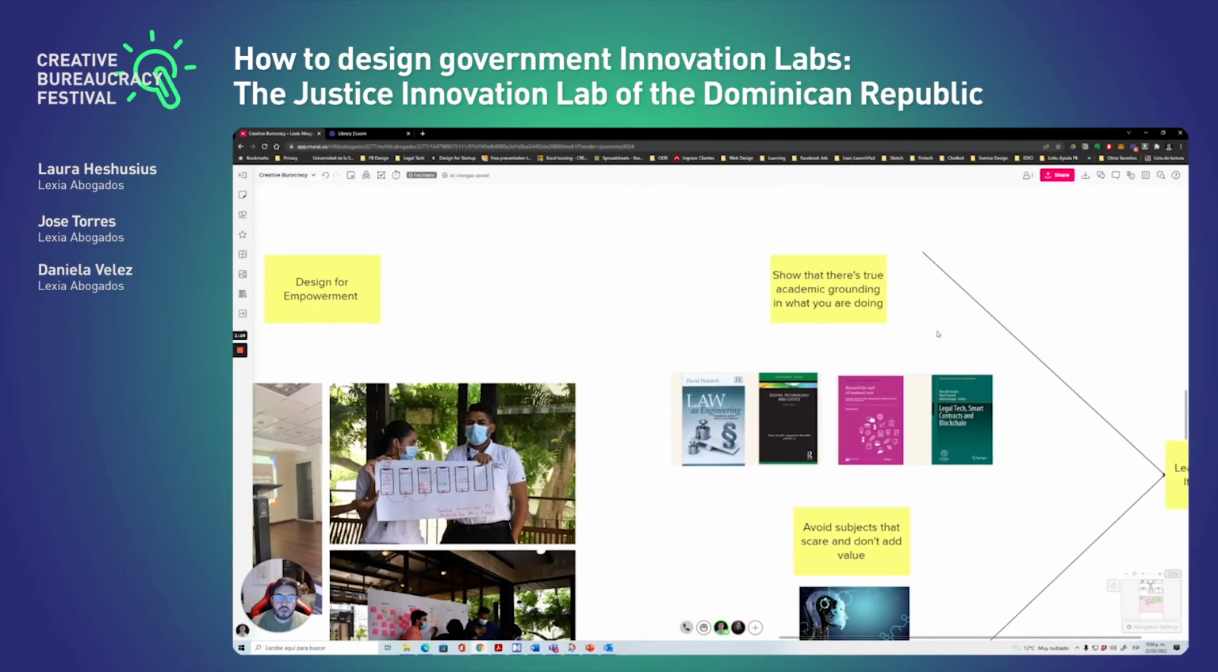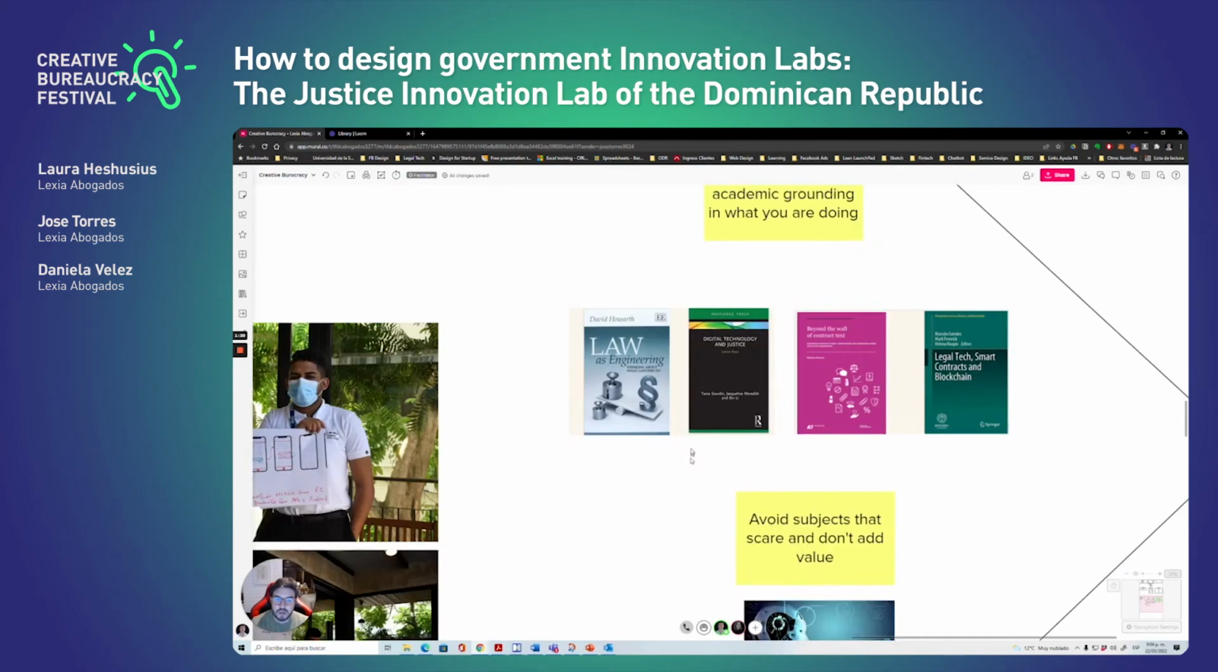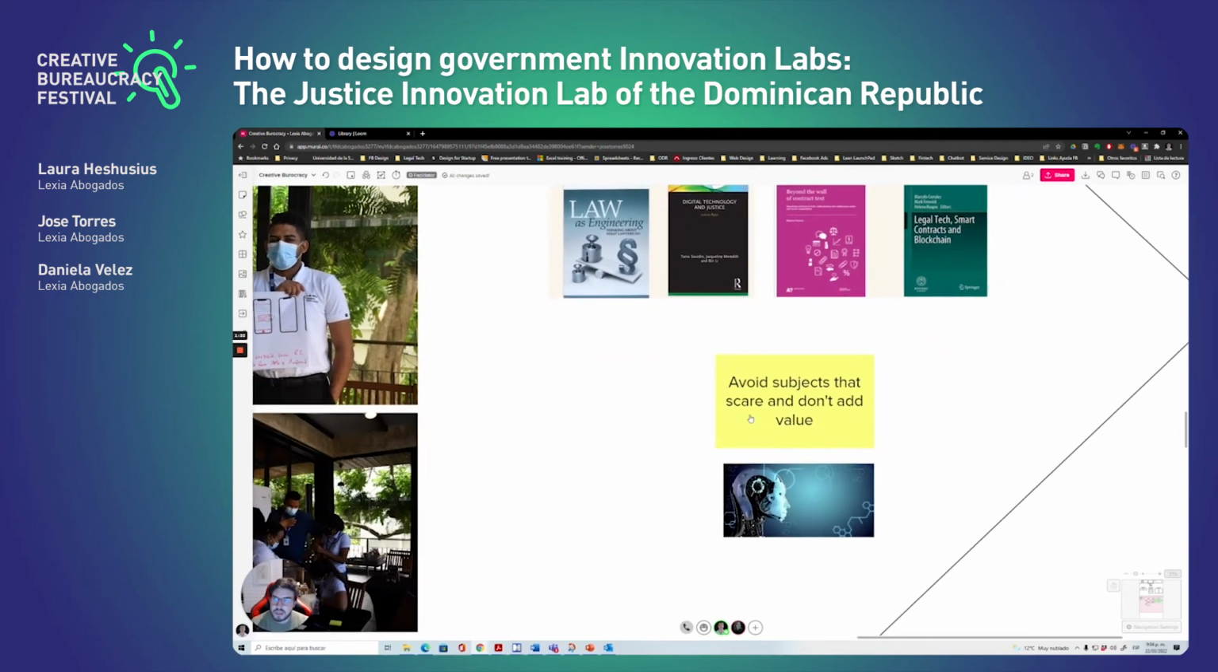Also, make sure that there's true academic grounding in what you're doing. There's a full array of literature that really supports what we're doing in the Dominican Republic. And lastly, avoid subjects that scare people and don't add value. We stayed away from the narrative of lawyer robots and judge robots because that doesn't add any value whatsoever, but would scare judges who had no clue about legal innovation. So we avoid it at all costs.